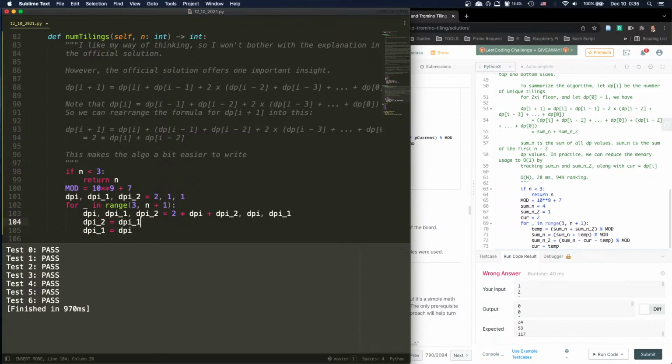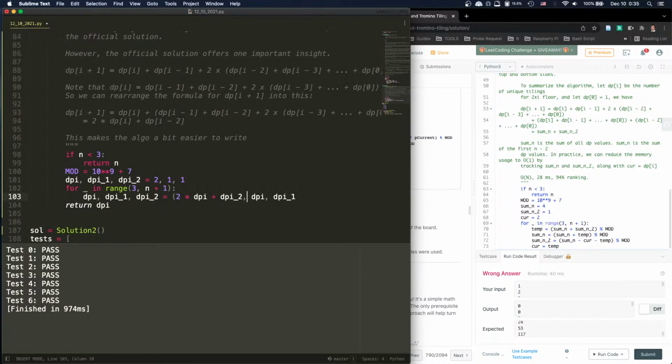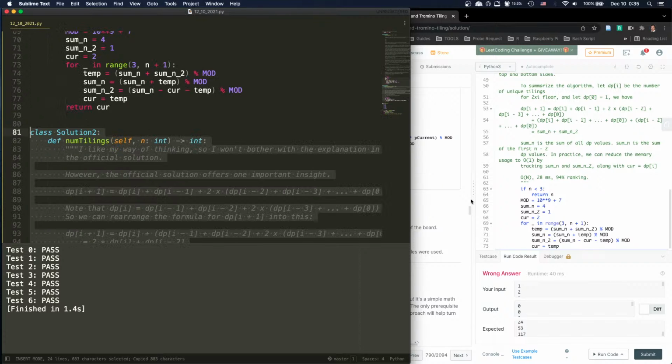Let's see if this one works. Yep. And of course, we only need to mod it once. Right, these two we don't need to mod. Good.